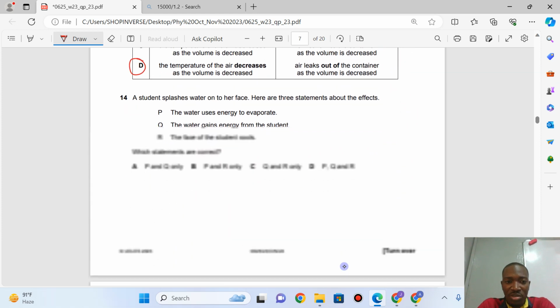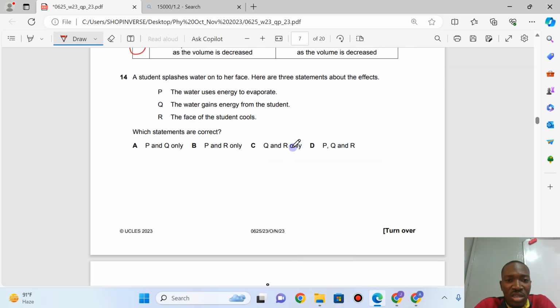We go straight to question number 14. The student splashes water onto her face. Here are three statements about the effect. P: Water uses energy to evaporate. Correct, that's cooling by evaporation. Q: Water gains thermal energy from the student. Yes, the water that will evaporate will receive thermal energy from the student's face. R: The face of the student cools. That's cooling by evaporation. That's correct. So does it mean P, Q, and R is the correct answer to question number 14?